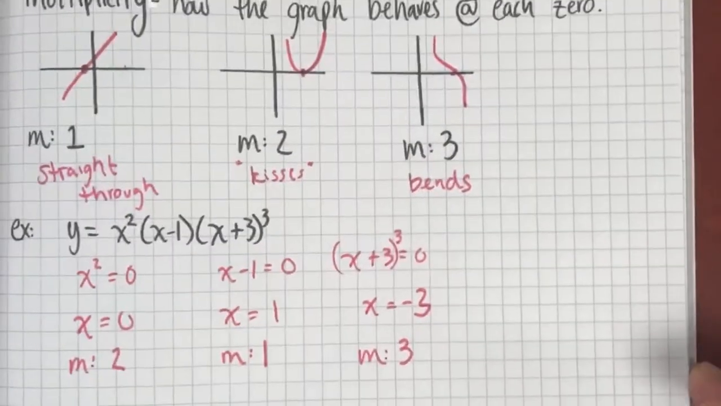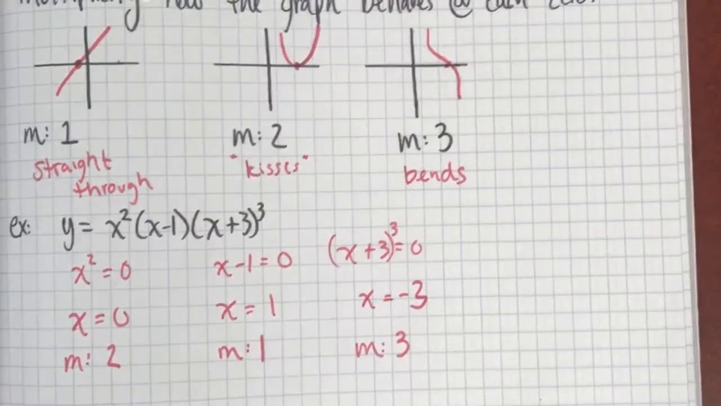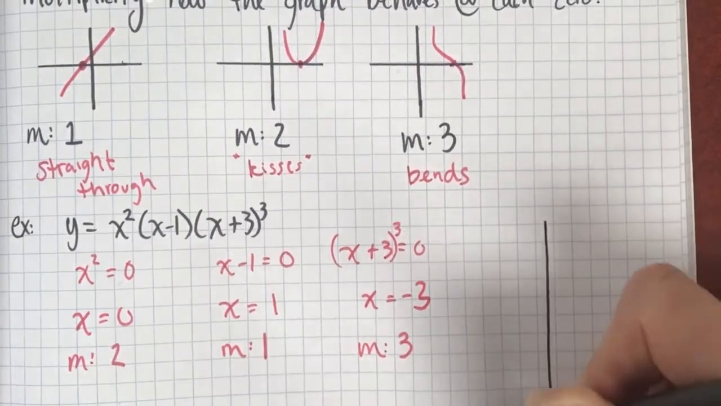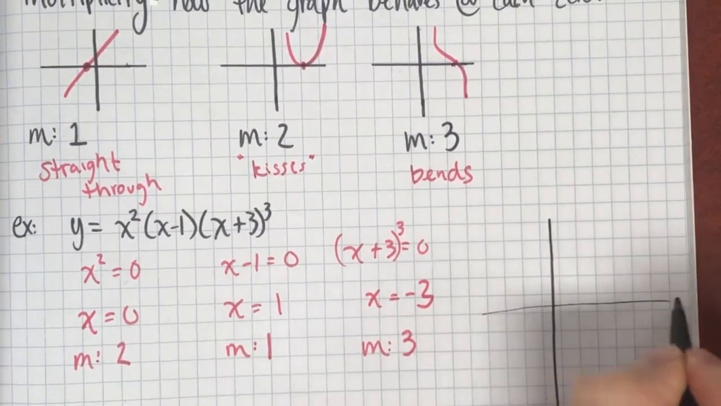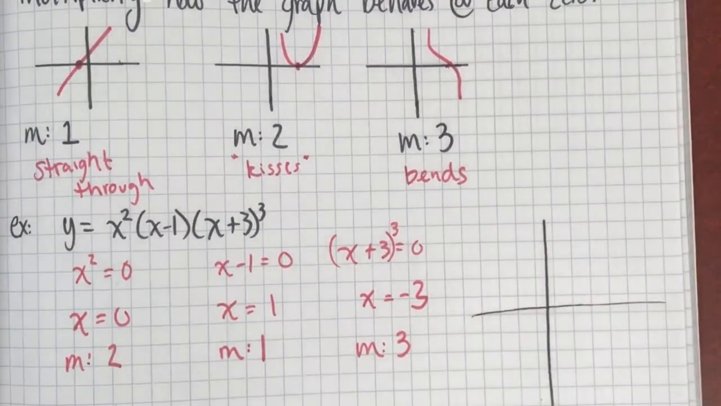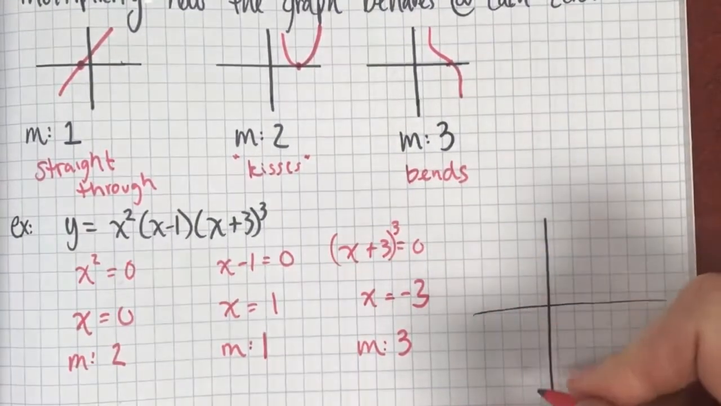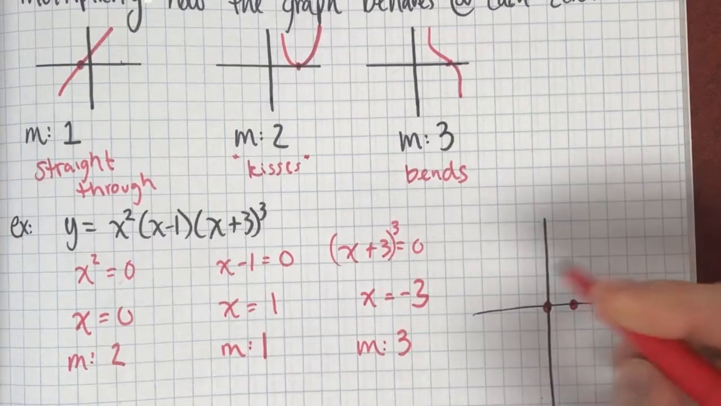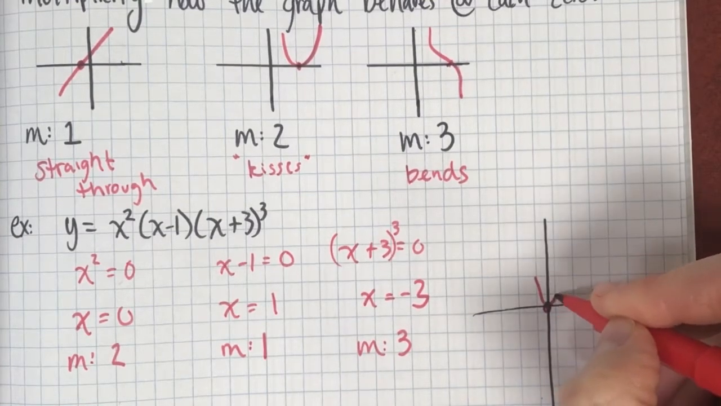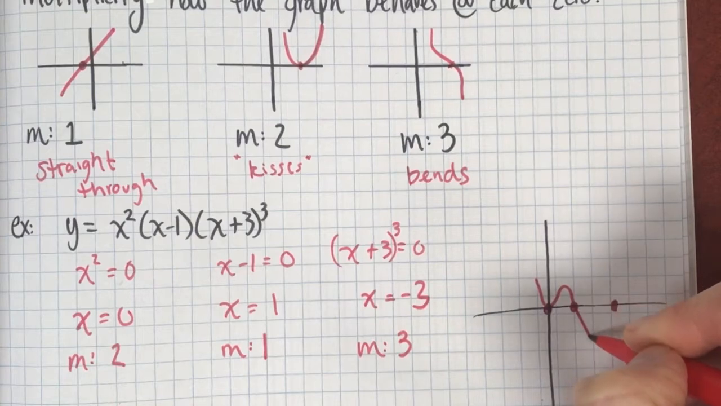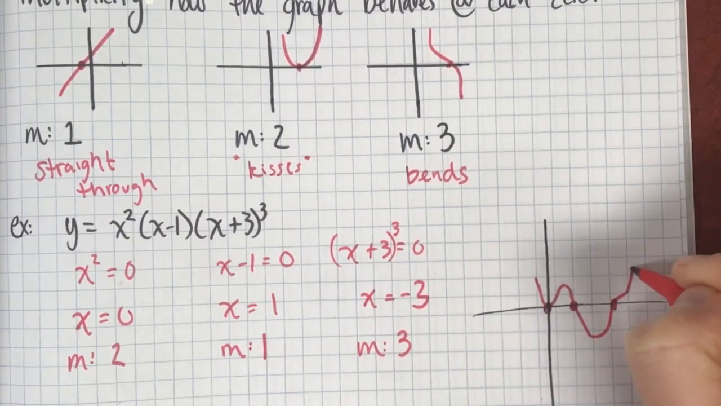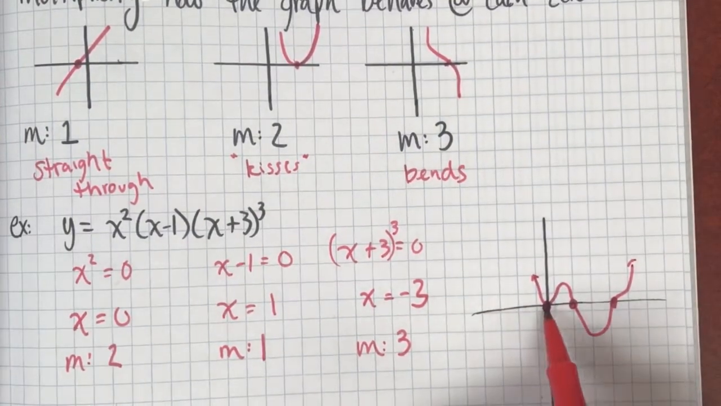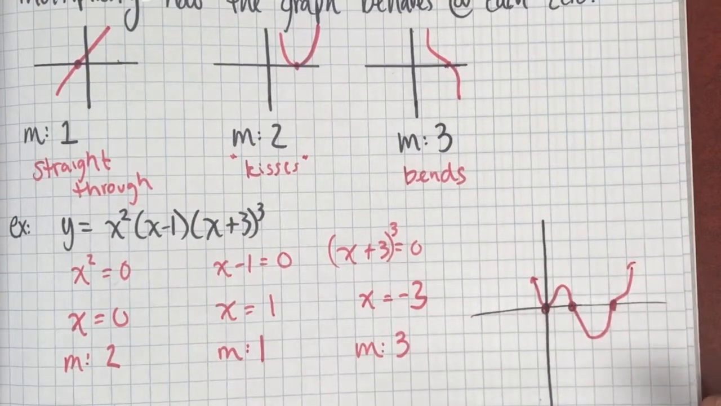So if we wanted to, we could kind of sketch this graph. And we won't know our maximums or minimums or anything, but we kind of know what's going to happen at each zero. So I do know that I have a 0 at 0, a 0 at 1, and a 0 at -3. So at 0 it's going to come up, kiss through. I'm going to cut through at 1 and kind of bend. And this is not accurate at all. It's just showing what is happening at our zeros. And that's all that we're looking at.